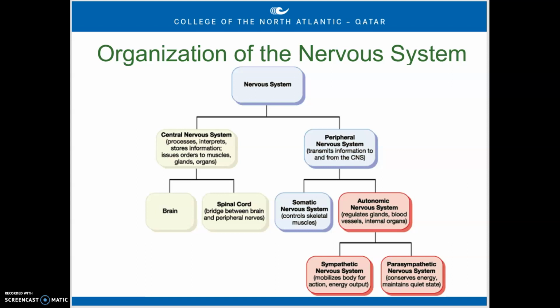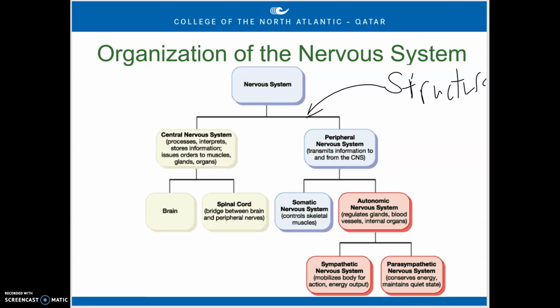So if we have a look at this organizational chart here, the first division that we just talked about right there, that's going to be a structural one. My pen is not really working well today, as you can see. So we've separated out the brain and the spinal cord from the rest of the nervous system. So everything else that's not brain and spinal cord falls into the peripheral nervous system.